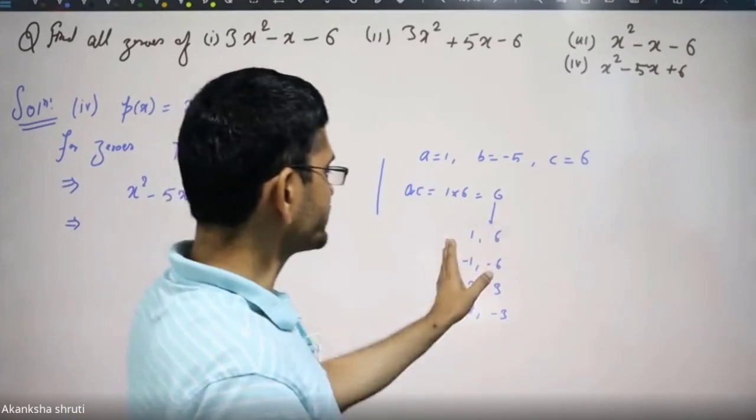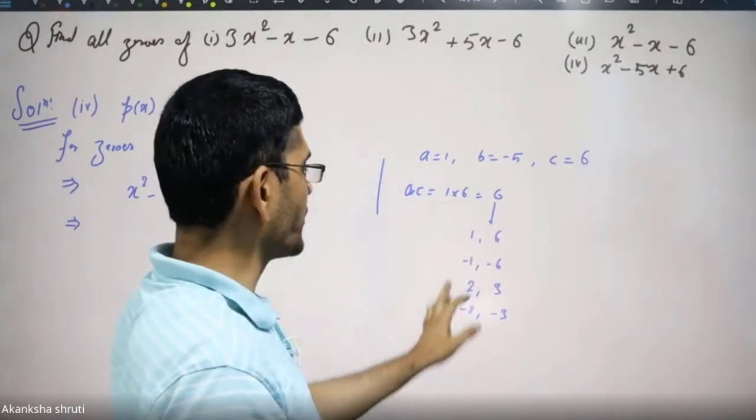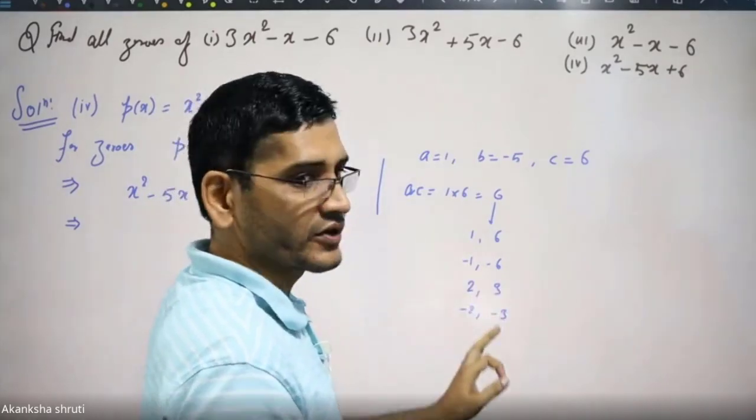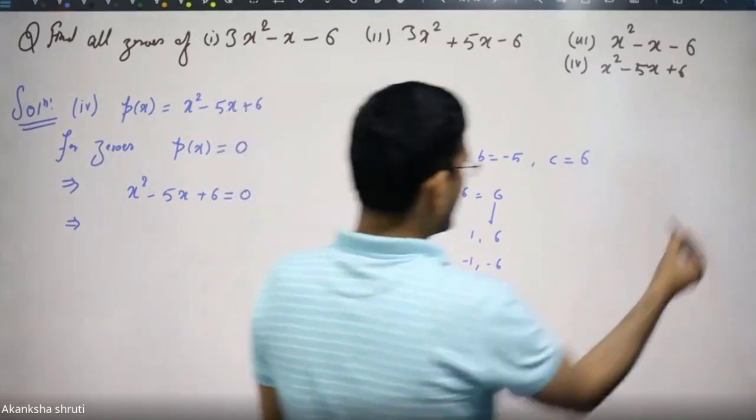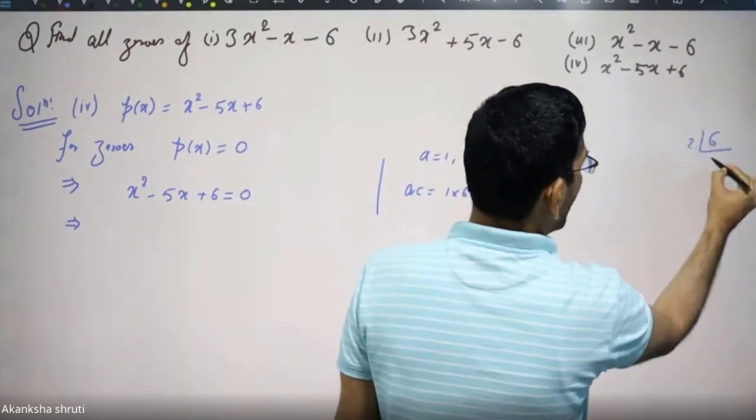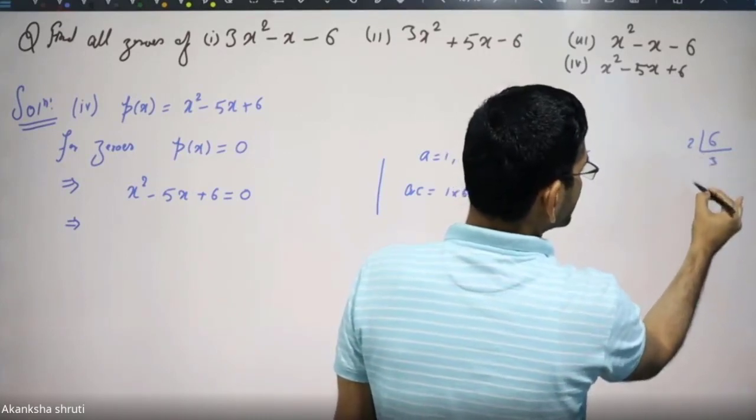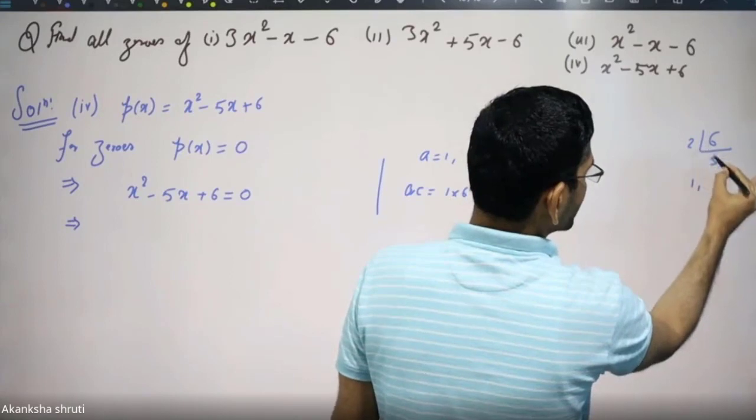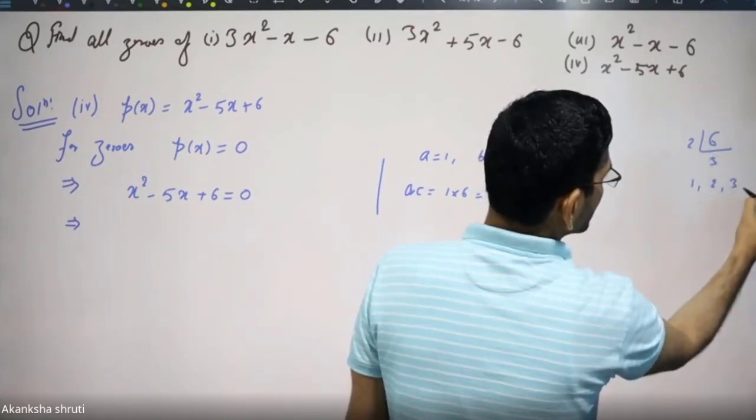Writing this as 6 1, that doesn't matter, as 1 6 or 6 1, the order is not important, but sign is very important. Okay. So these are the possible factors. How I have written as student? The same thing, 6, 2 and 3. So the factors could be 1 itself, the other is 2, 3 and the 6.